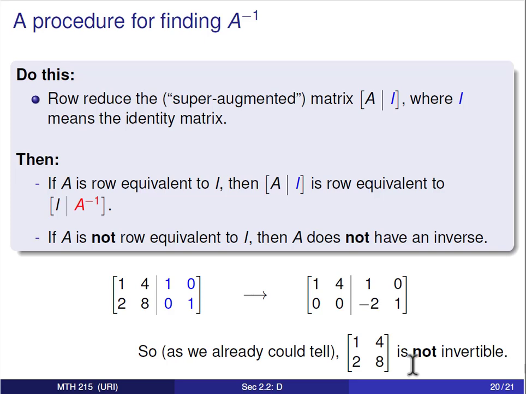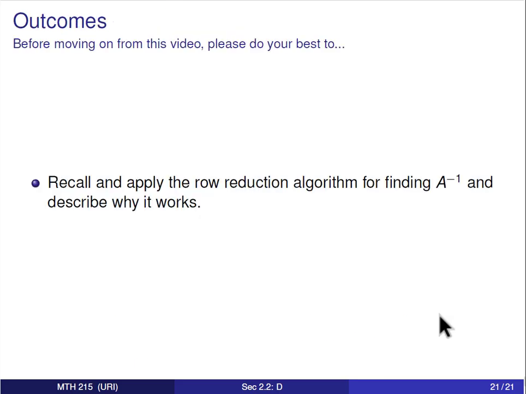So you don't have to know ahead of time whether a matrix is invertible to apply this test. If it is invertible, you're going to get the identity matrix and what the inverse looks like. If it's not invertible, you're going to end up in a situation like this, where it's not possible to get those pivot positions in each column of the left-hand side. Well, that is our row reduction algorithm for finding the inverse.